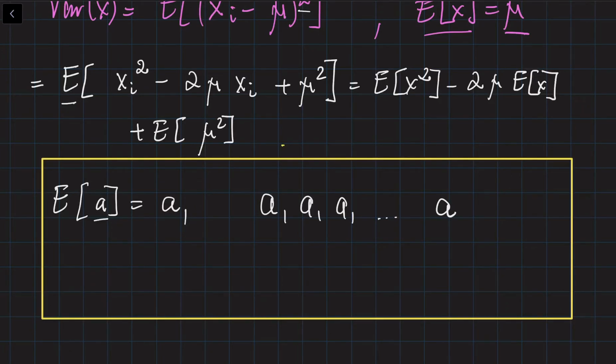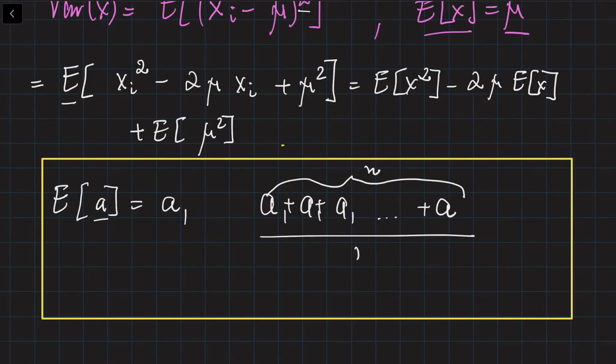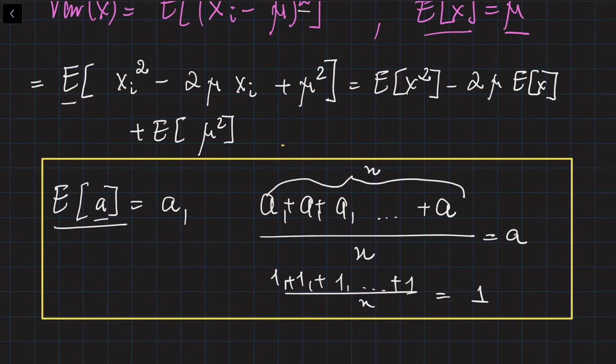So if I ask, what is the average value of the whole sequence? What you have to do is sum them. For example, if there are n appearances of A, you sum them and divide by n, and you get A again, right? Obviously, the average of a sequence of ones, for example, is equal to 1. That is why whenever you would like to find the average of a constant, it's just the constant.